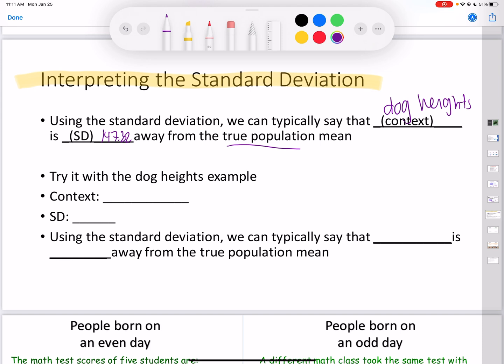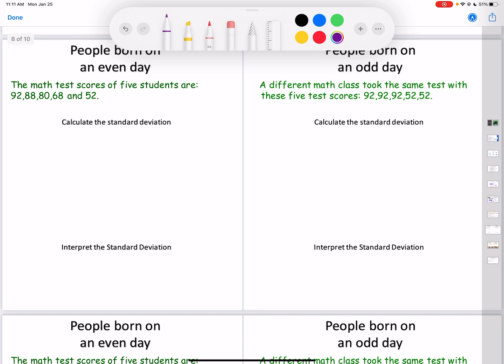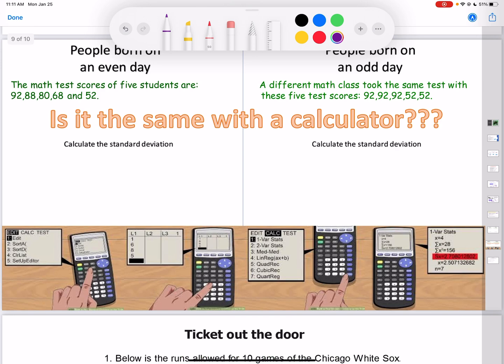So here's some examples for you. People born on an even day. So there's 2 different test scores. What you're going to do is just practice on this. So try to calculate the standard deviation for both of these values, try to interpret the standard deviation, and then we'll compare them. And you can also actually do this with a calculator. So the calculator is the exact same way that you've been doing.